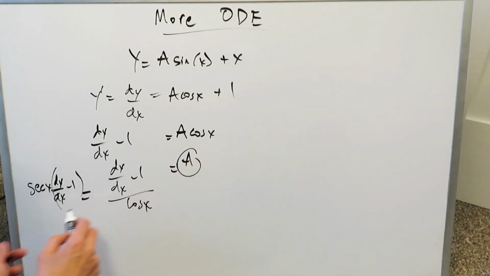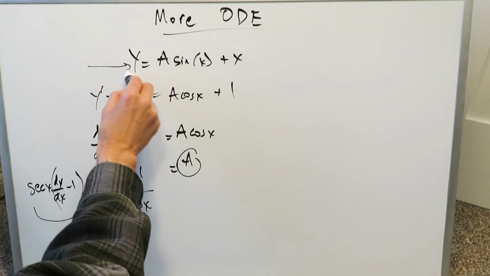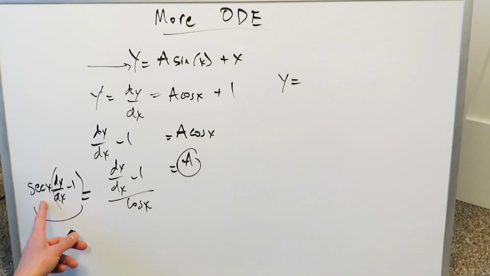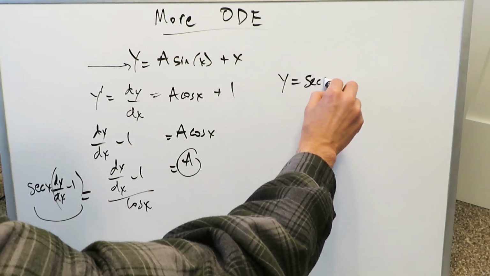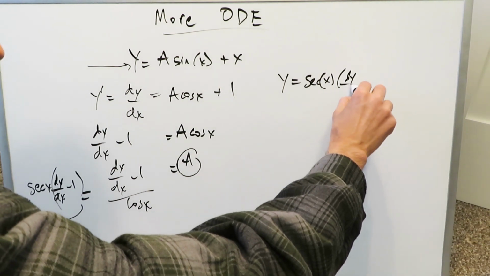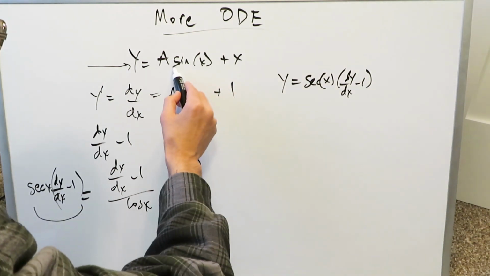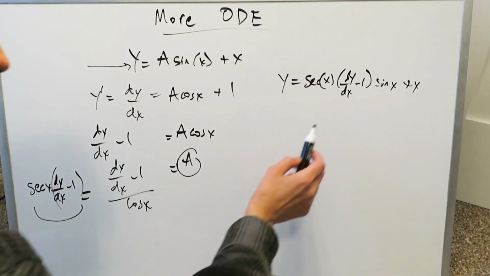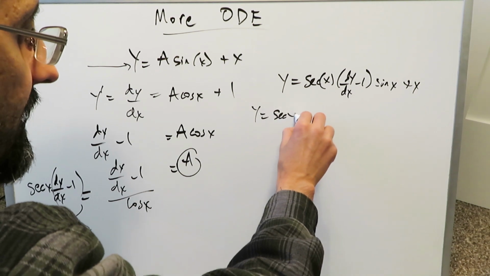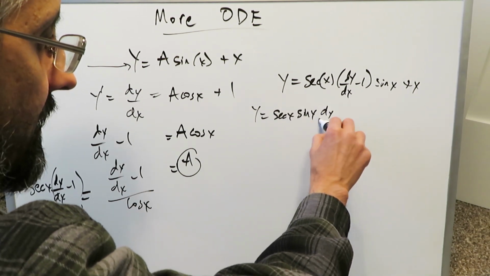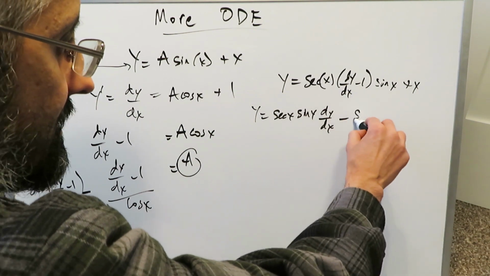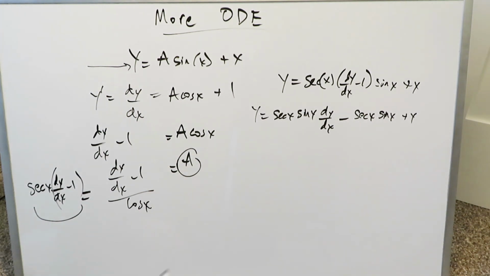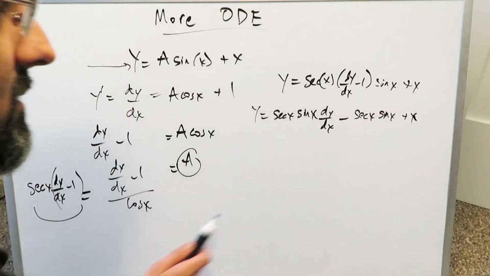You're looking here at an a is equal to all of this. Then here in this original equation, substitute this expression here for a. You'll have y is equal to that a substituent coming into play. You'll have a secant x, then you have a dy over dx minus 1 all multiplying with the sine x plus x. You can open that up and then that would be the end of it. You'll have y is equal to secant x sine x dy over dx minus secant x sine x plus x. And this here can represent a differential equation which you could utilize.